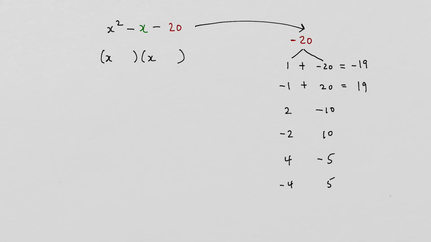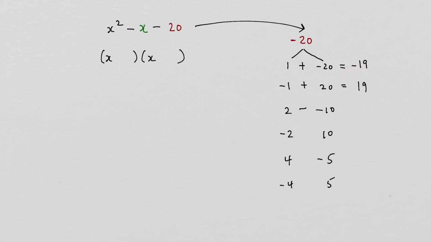And how do we know that that's not what we want? We're looking for something that, when added or subtracted together, is going to be a negative x. This is not a negative x, or negative 1x, sorry. The coefficient in front of the x here is negative 1, so we're looking for a negative 1. All right, so let's keep going.